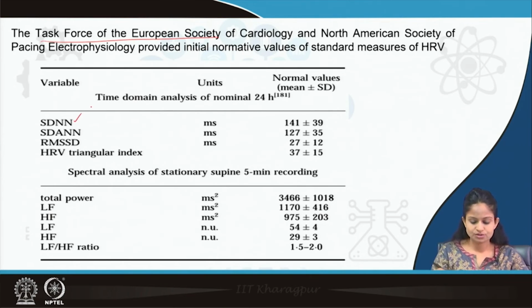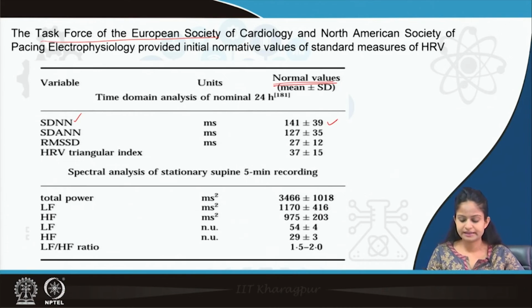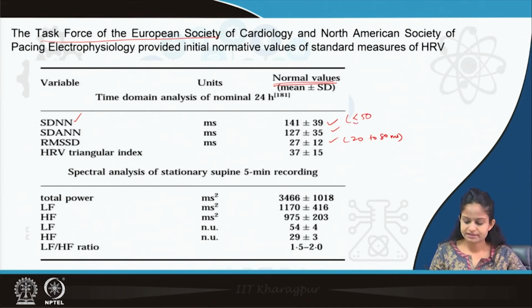So, the SDNN value, these are the normal values, that is 141 plus minus 39, around 141, and as I told you, less than 50 is the cutoff value, that means lower SDNN. SDANN 127 milliseconds, RMSSD 27 plus minus 12, as I told you it ranges between 20 to 80 milliseconds, and in SDNN less than or equal to 50 milliseconds is the lower SDNN. HRV triangular index, the geometrical analysis, is 37.